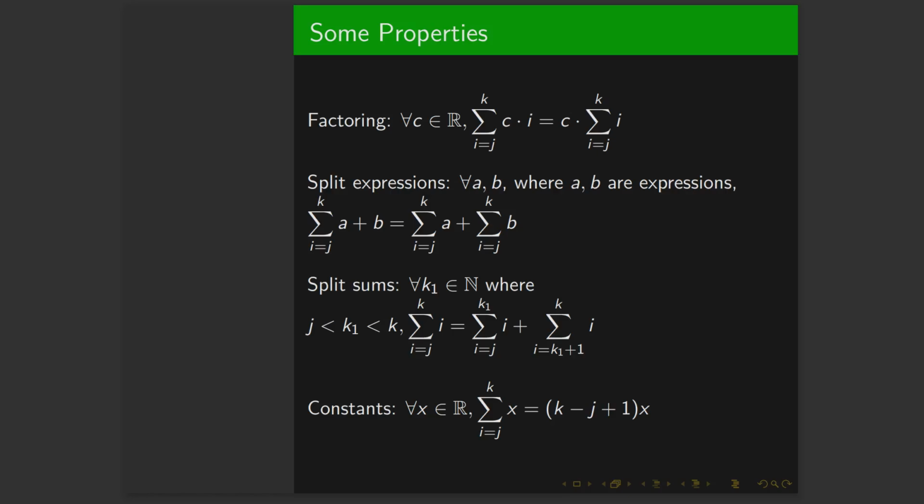So for any expressions a and b, let's say a is i and b is i squared, we can split them. So we can actually just split them. It's kind of like what we did in example 2. And then the third thing we can do, or a third property, is we can split sums.